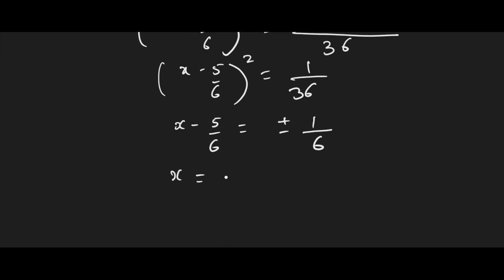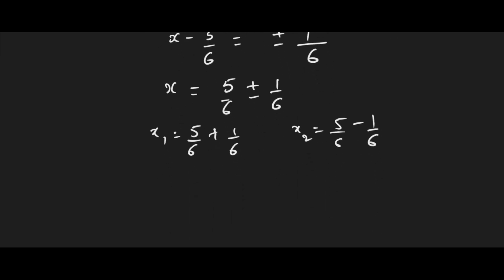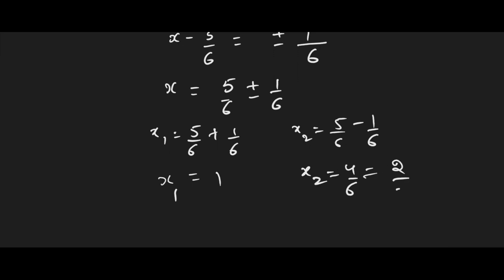Now we can solve for the values of x. So x1 is 5 by 6 plus 1 by 6 and x2 is 5 by 6 minus 1 by 6. So x1 is 1, x2 is 4 by 6, which is 2 by 3.